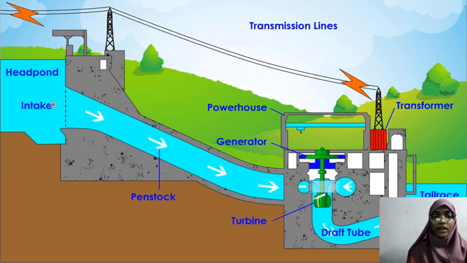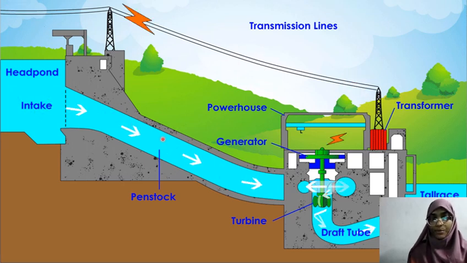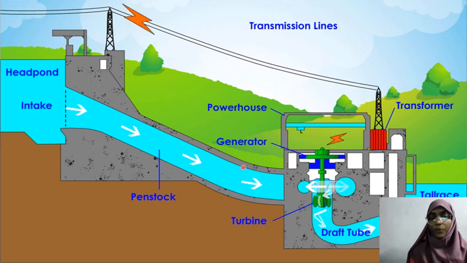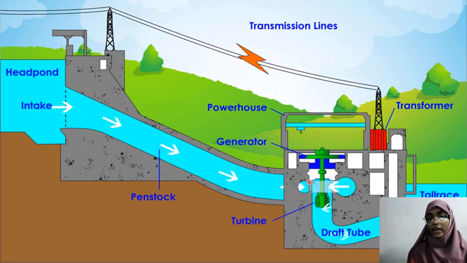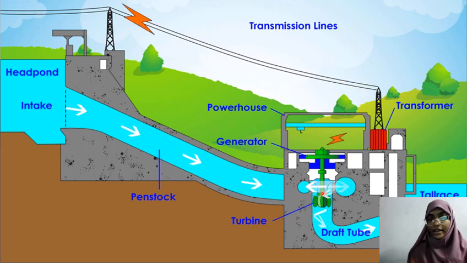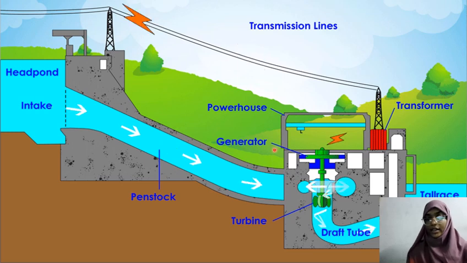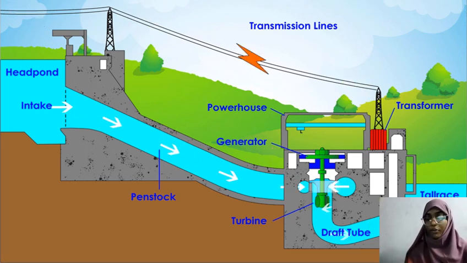Here basically water has potential energy. When it comes into the intake, the potential energy is converted into kinetic energy. Kinetic energy is converted into mechanical energy, and in the generator mechanical energy is converted into electrical energy. So this is the animated video of a hydropower plant.